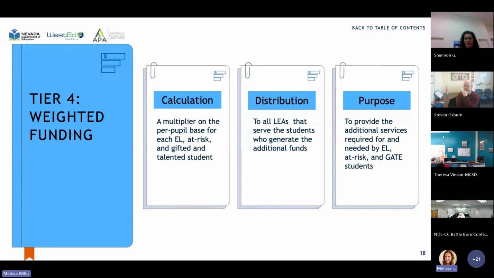Weights are calculated as a percentage of the statewide base allocation that every student receives. Counts for English learners, at-risk students, and gifted and talented students are based on October 1 count validation day data submitted to the Nevada Department of Education from the previous year.